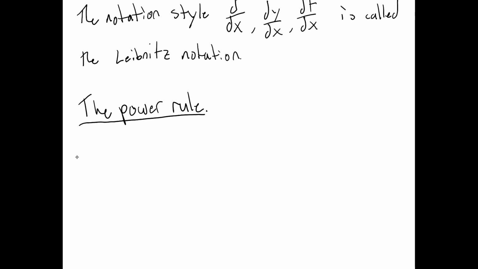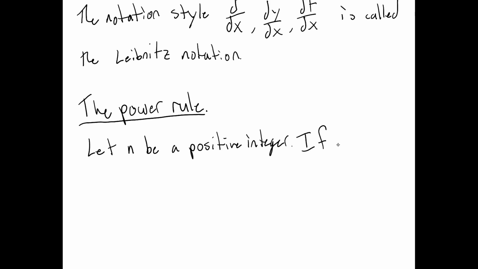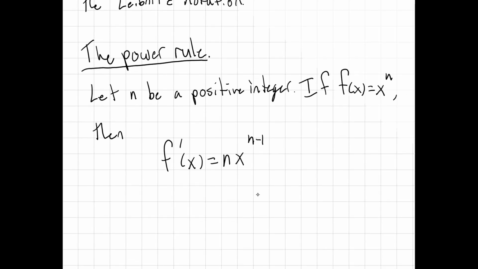So we start out by saying let n be a positive integer. So that just means it is a positive whole number, right? 1, 2, 3, 4, and so forth, right? Not zero, not negative, not fractions, positive integer. If f of x equals x to the n, then f prime of x equals n times x to the n minus 1. Okay.